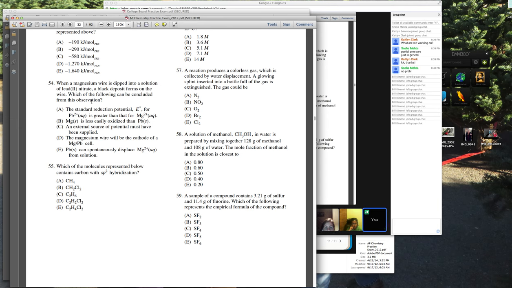So I would say that, I haven't looked at the answers, I would say that A has the potential to be the correct answer. Because if you're getting the black deposit on there, then the lead must be becoming solid, coming out of solution and going in, which means it's being reduced, which means that it's higher on the standard reduction potential table. B, magnesium as a solid is less easily oxidized than lead. No, because if lead is higher, then magnesium has to be lower, which would mean that it could be oxidized, I guess. C, an external source of potential must have been supplied.